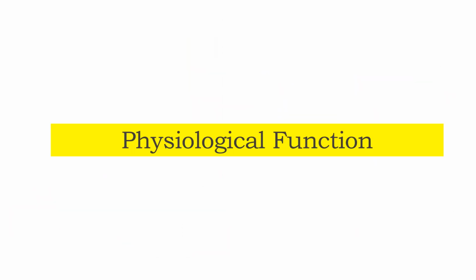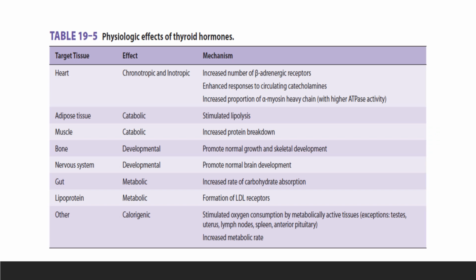Now, the physiological function of thyroid hormone. These are the physiologic effects of thyroid hormone. They are seen in the heart, adipose tissue, muscle, bones, CNS, GI tract, metabolism, and it also has a calorigenic action. Now we are going through all these individual actions step by step.